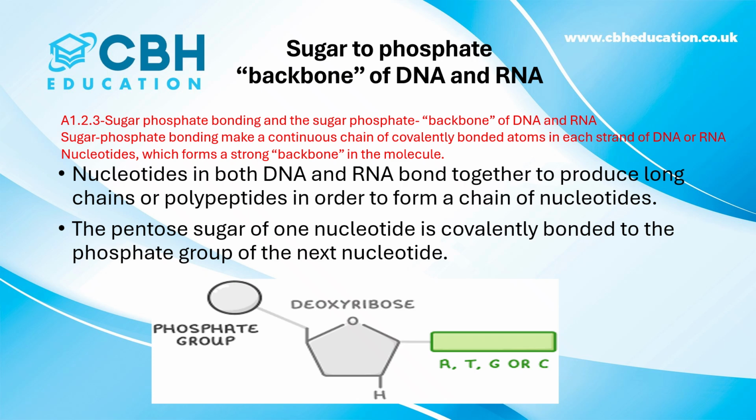So, the sugar-phosphate backbone of DNA and RNA. Nucleotides in both DNA and RNA bond together to produce long chains, in order to form a chain of nucleotides. The pentose sugar of one nucleotide is covalently bonded to the phosphate group of the next nucleotide.